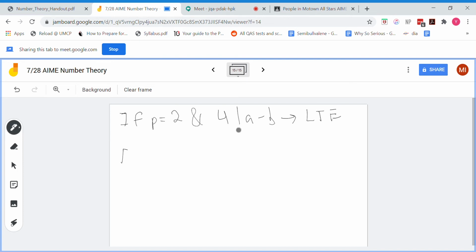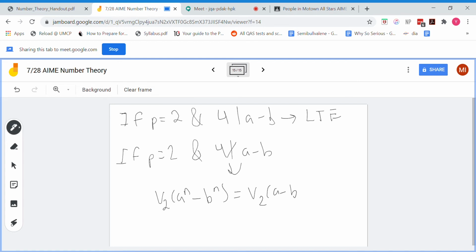And then if P equals to 2, but 4 does not divide A minus B, then we have to use a different form of lifting the exponent, which is V2 of A to the power of N minus B to the power of N equals to V2 of A minus B plus V2 of A plus B plus V2 of N minus 1. So we have to keep in mind that pitfall of P equals to 2.